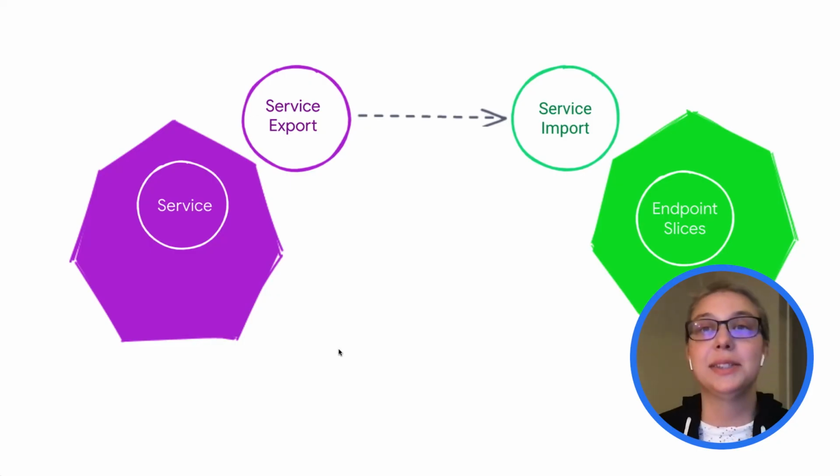All right, so that's it. Those are the main objects of the MCS API, the service export and the service import, connecting services and endpoint slices from the normal core Kubernetes API.